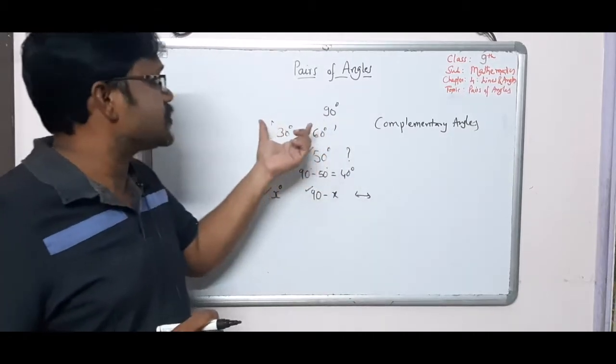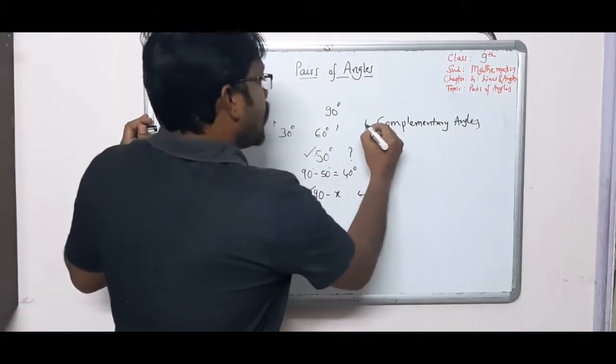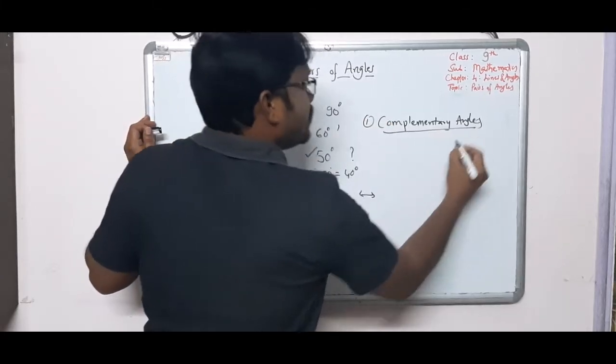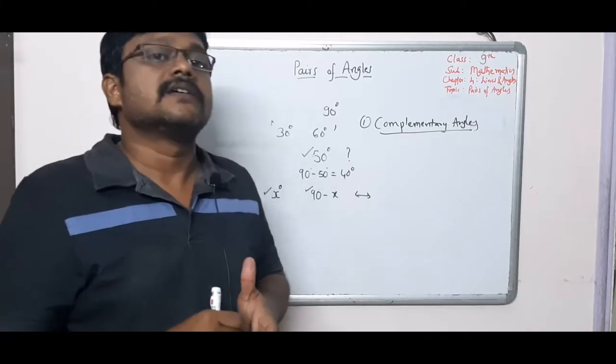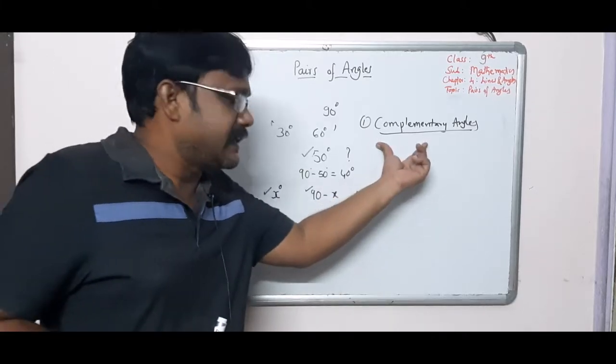So this is the first pair. What is the first pair? Complementary angles. What do you mean by complementary angles? When you add two angles, if they give you 90 degrees, such a pair is known as complementary angles, right?